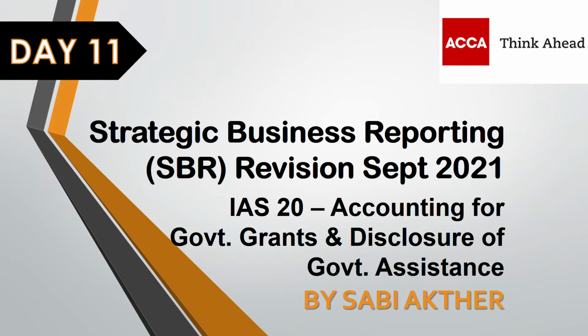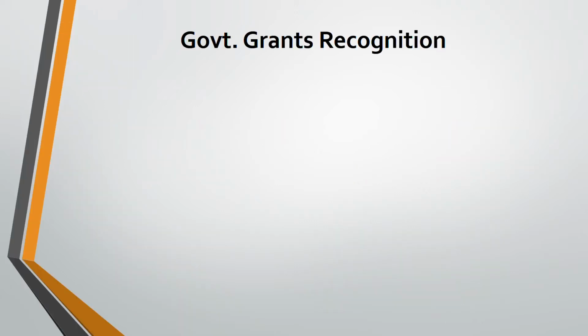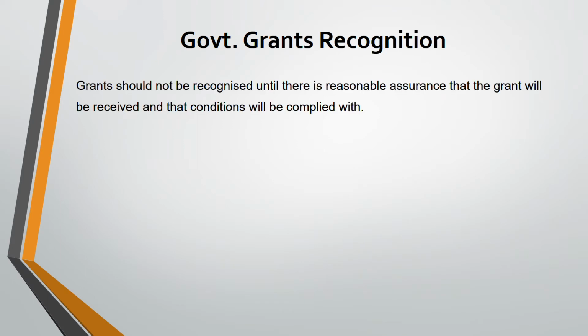Today we are going to cover a very small standard, IAS 20. How do we account for government grants? Government grants can only be recognized when you have reasonable assurance that you're going to receive the grant, and also that you have complied with the conditions. These two things have to be there, otherwise you cannot recognize the grant.